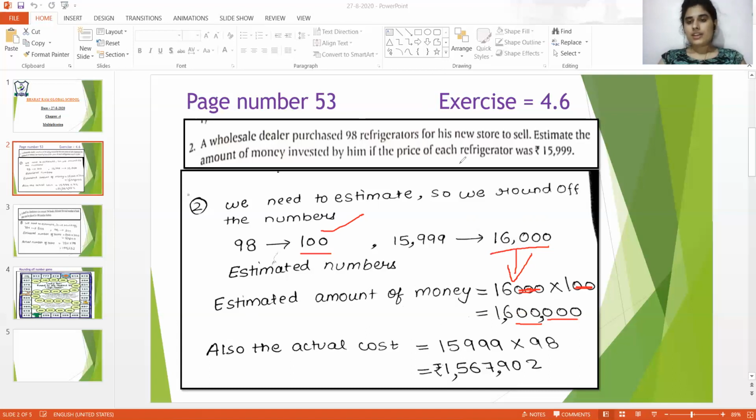Now in this type of question, after writing the estimated amount of money, you also have to write the actual cost. For the actual cost, you will write the actual numbers, and for the estimated cost, you will only write the estimated numbers. So here the actual numbers are 15,999 and 98. You have to multiply these two and get the answer.